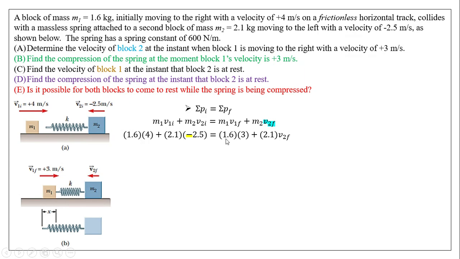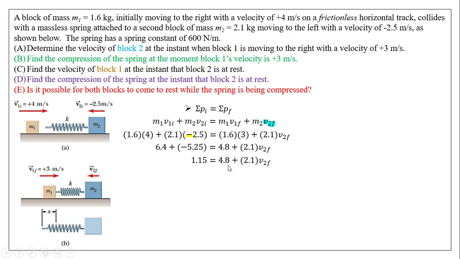All right, on the right side, likewise, M1 is given. V1F here is dictated for us. It wants us to find V2 when V1F is 3, M2 is 2.1, and then V2F is our only unknown. If you do the algebra or calculator work here on the left side, 1.6 times 4 is 6.4, and then 2.1 times negative 2.5 will yield a negative value. And then 1.6 times 3 is 4.8, and the term 2.1 V2F hasn't done anything, so I just carry that down. So if you combine these terms here, 6.4 and negative 5.25, you get a positive 1.15 here.